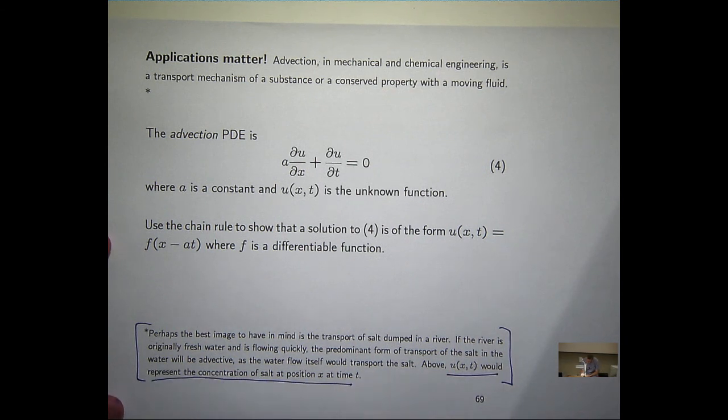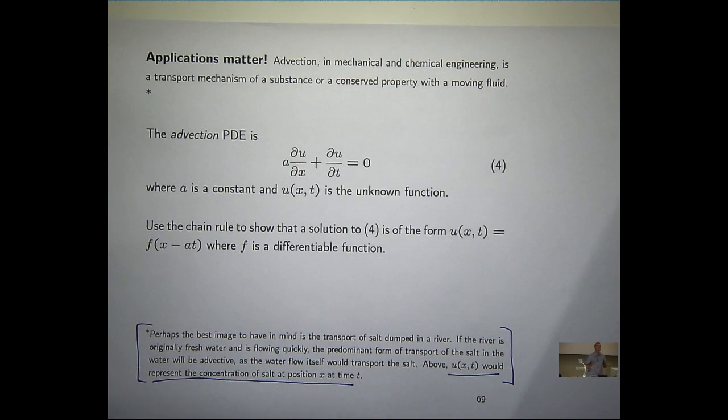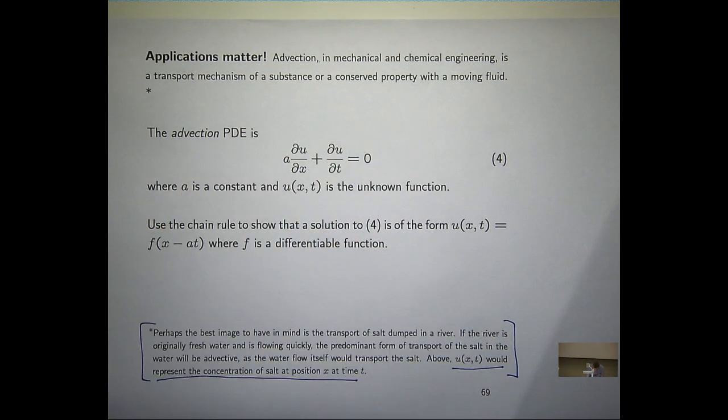So, you're dumping salt in a river, and if the fresh water is flowing quickly, the form of transport of salt in the water would be advective. Now, again, U would represent the concentration of salt at position x at time t. I'll leave that question for you to do.